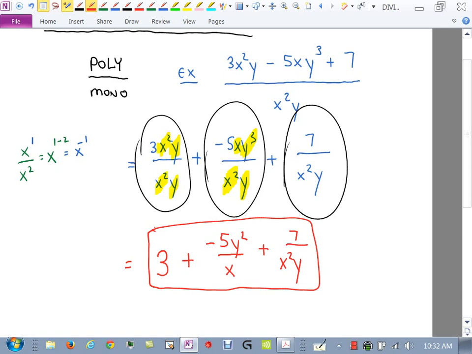So all you're doing with this polynomial divided by monomial is splitting it up and then just using properties of exponents on each one. And your answer may look a little weird, but that's just the way it is. Questions?